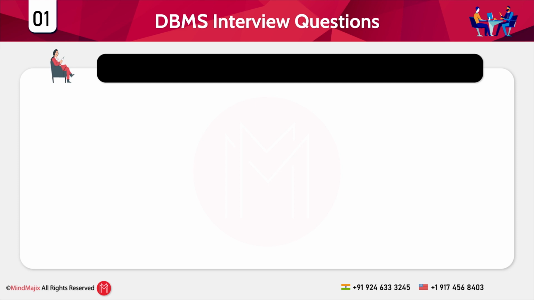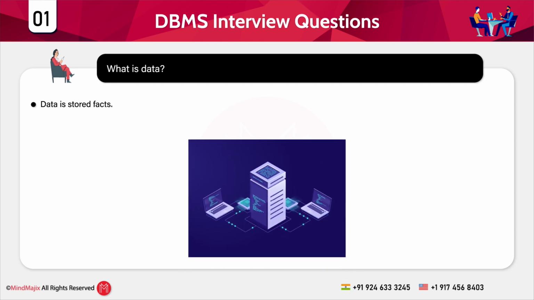So the first, foremost, and a very basic question is, what do you mean by data? Data is stored facts. Data can be anything from numbers, words, measurements, observations, or even just descriptions of things. Let's take an example. Let's suppose your height is 5.5 feet and your weight is 70 kgs. This is also data. Anything which gives a description of a thing, an event, or an object, anything that is describable, like the description of a particular entity, is nothing but data.